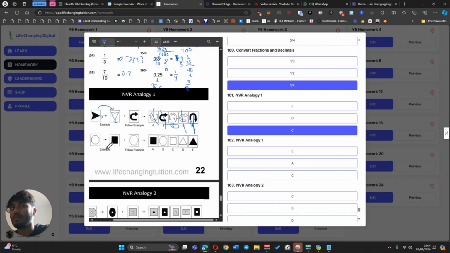Now, this one we've got a hexagon, or sorry, 1, 2, 3, 4, 5, 6, 7, 8. 8-sided shape turning into a 4-sided shape, meaning it's halving. So a 6-sided shape probably turns into a 3-sided shape, which is one of these. Also turns from white to black, so it should be E.